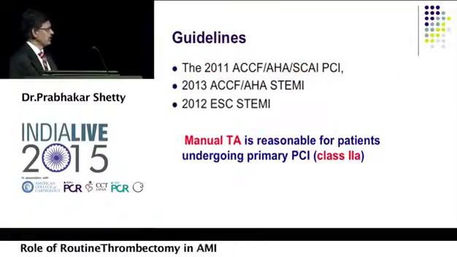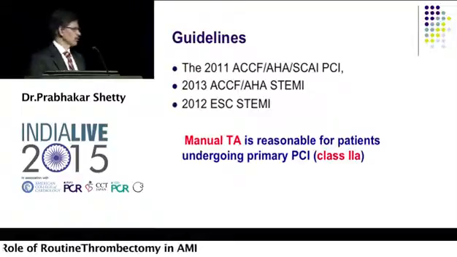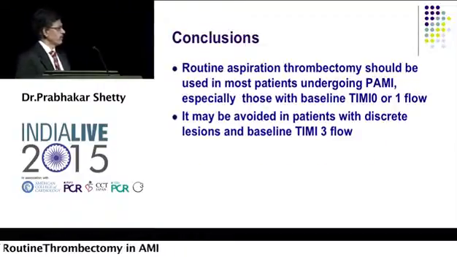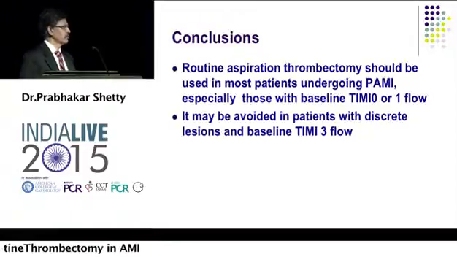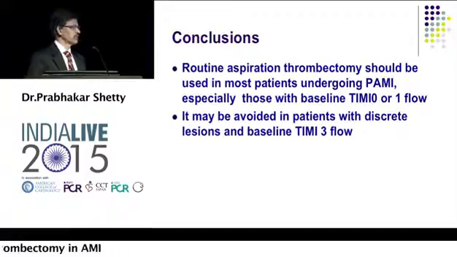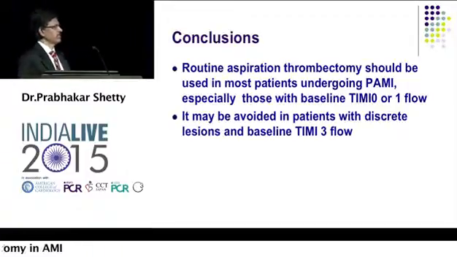So guidelines so far have still kept it in class 2A. So in other words, routine aspiration thrombectomy should be used in most patients undergoing primary angioplasty, especially those with baseline TIMI 0 or 1 flow. It may be avoided in patients with discrete lesions with baseline TIMI 3 flow.